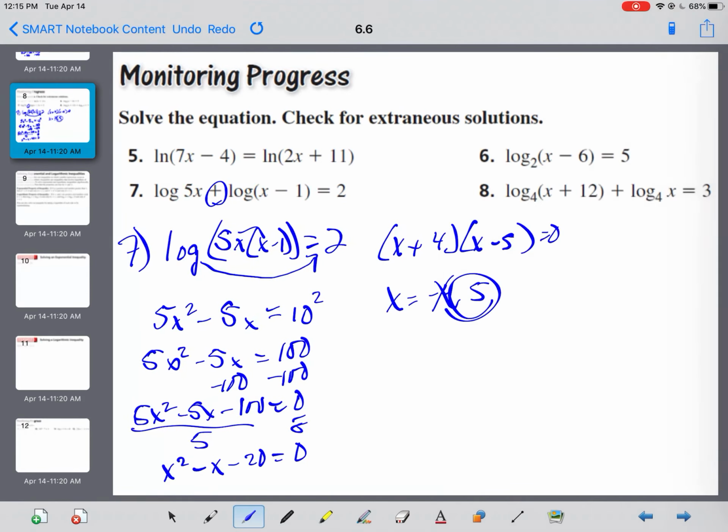You always want to put the original equation in, because as you start simplifying things and things go away, you're not the same equation anymore. Let's look at number 8.